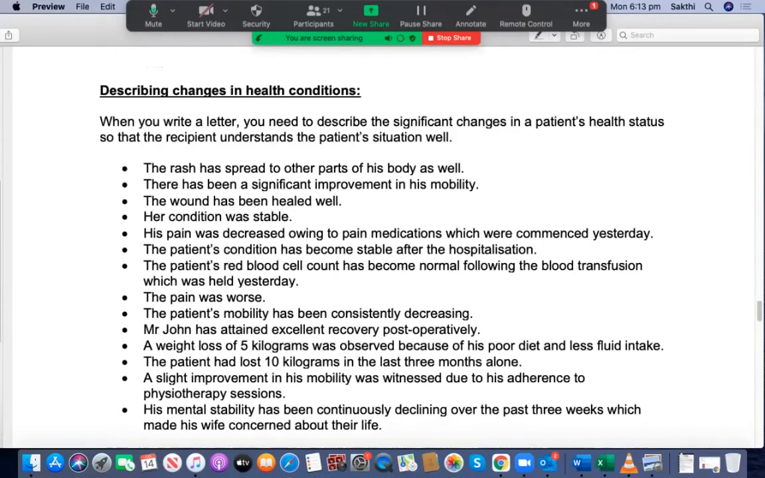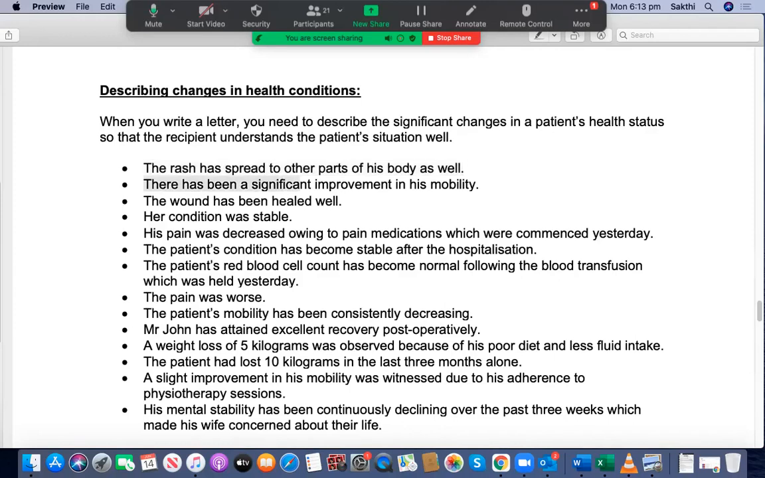All right. I hope you understand what I have been explaining to you. All right. When you have to describe the changes in health conditions, we have got a number of phrases that you can use. It's really important that you describe the significant changes in a patient's health status so that the recipient understands the patient's situation well. It's really important that you include this in your letter according to the case notes. Look at this. The rash has spread to other parts of his body as well. Yes, you need to clearly state that. For example, the rash might have started with the face of the patient, but it has spread out to other areas as well. You have to mention that, please.